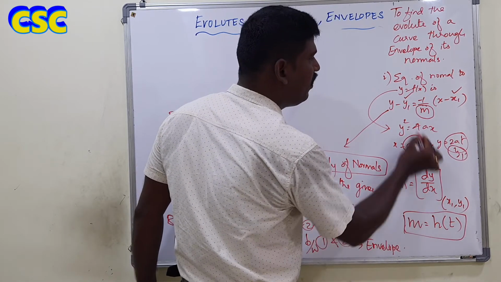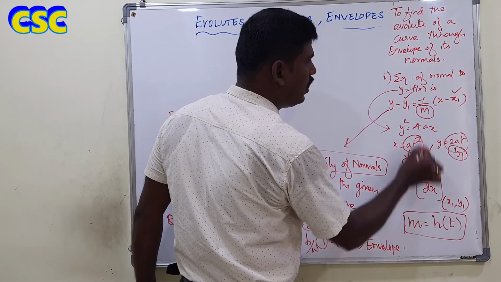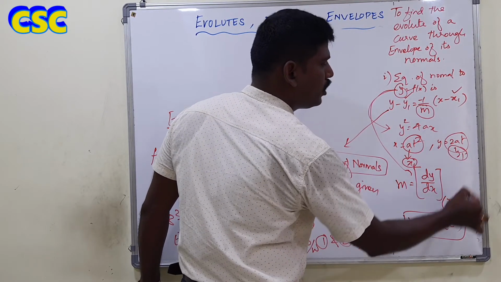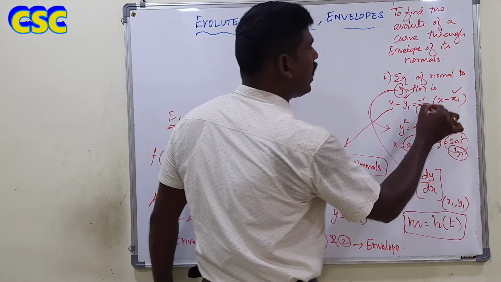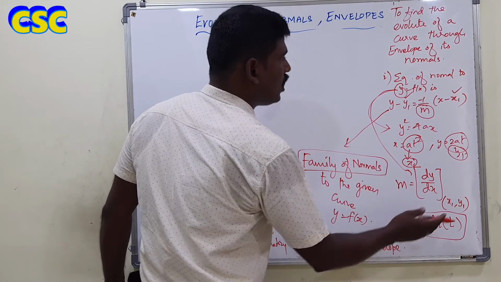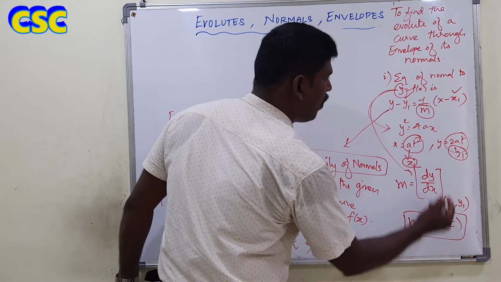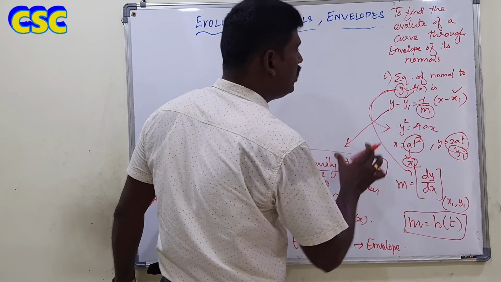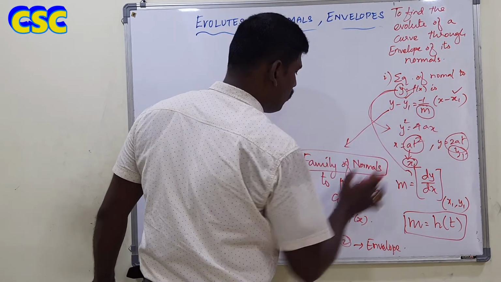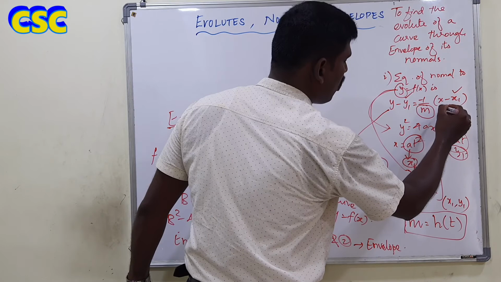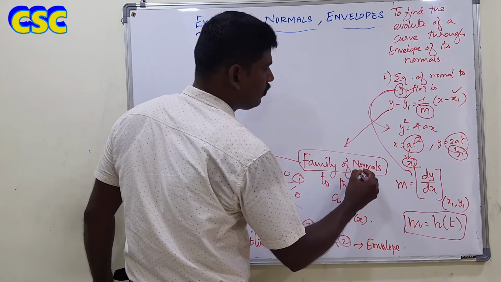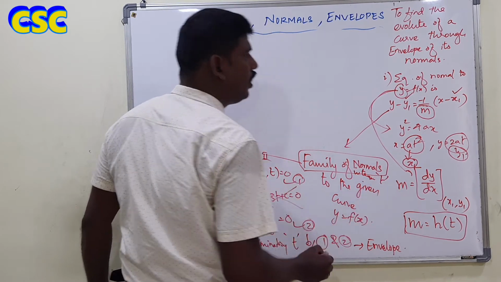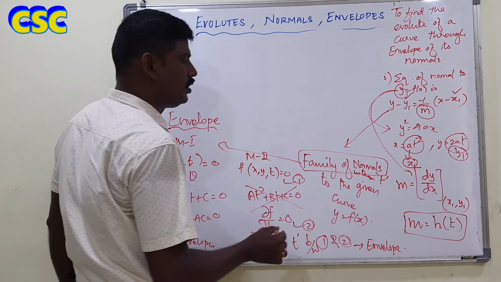That can be obtained by differentiating the given curve with respect to x; differentiating y with respect to x, you will get dy by dx. Substitute these points, and you can get the value of m in terms of t. Substitute all these 3 values x1, y1 and m here, and you get the family of normals in general form, in terms of t or theta.